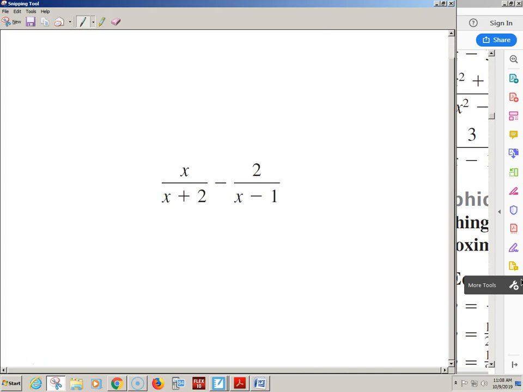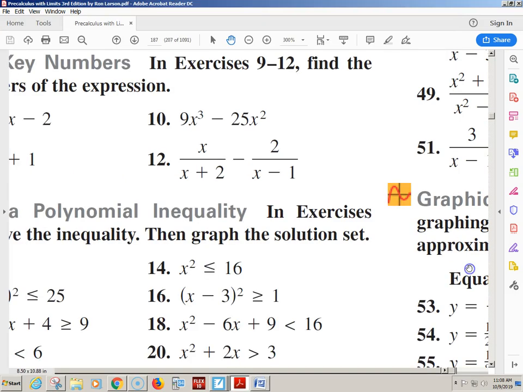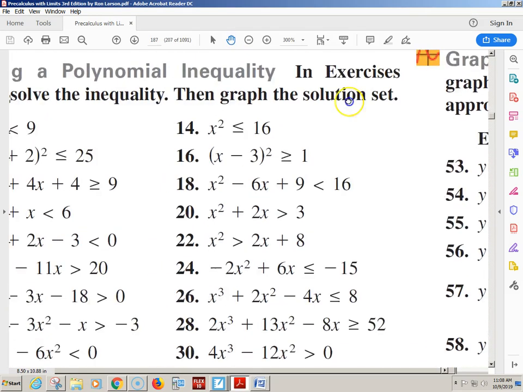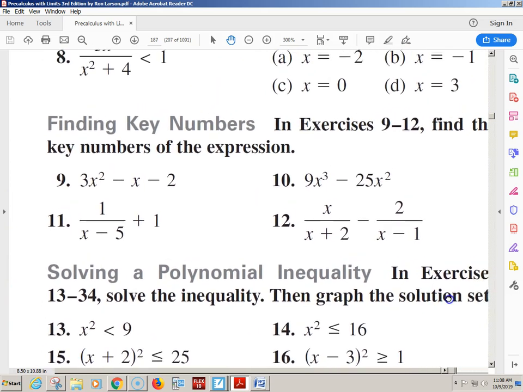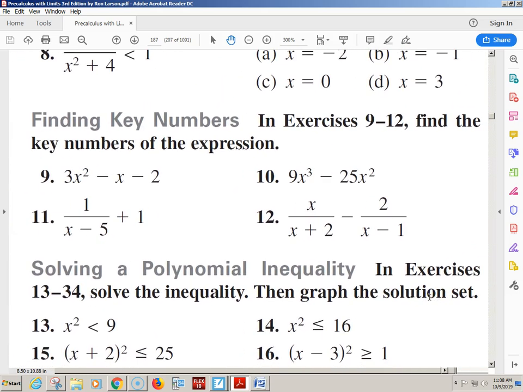Jaden, help me out. What were the directions on number 12? I'm trying to think of the way that went. I have directions over 5. Where does it start? Oh, there it is. Okay. Finding key numbers. Oh, just key numbers. Okay.